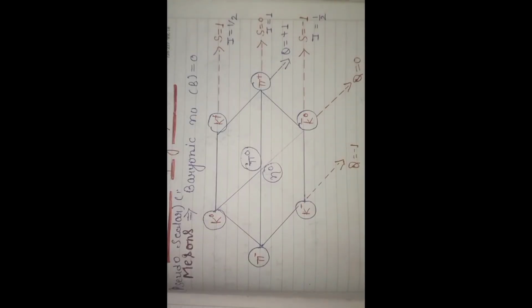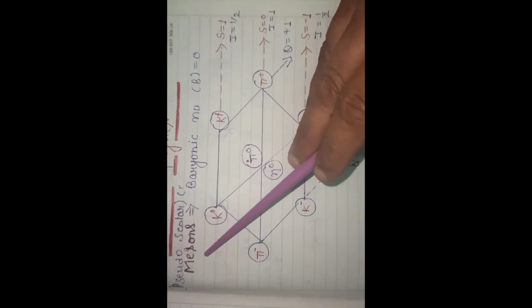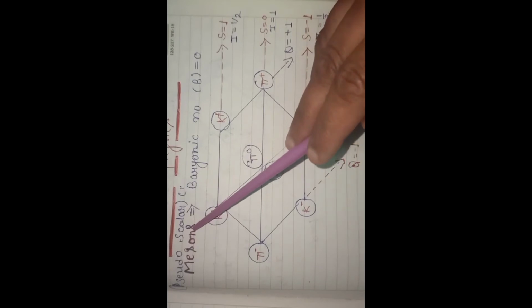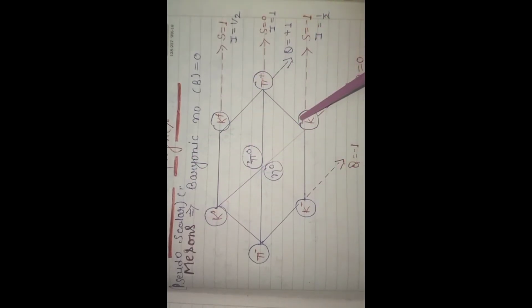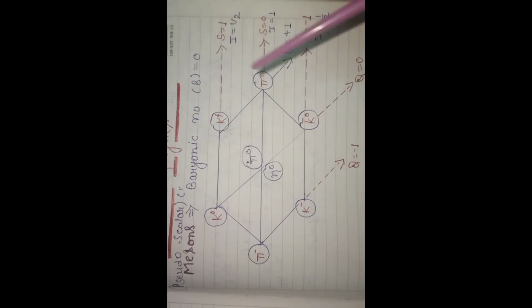At first, let's come to our first eightfold way, for mesons. Which particles come under mesons? Kaons, pions, and eta naught. Why do we call it the eightfold way? Because 8 particles come under it.